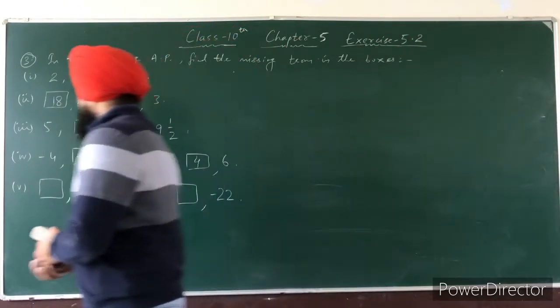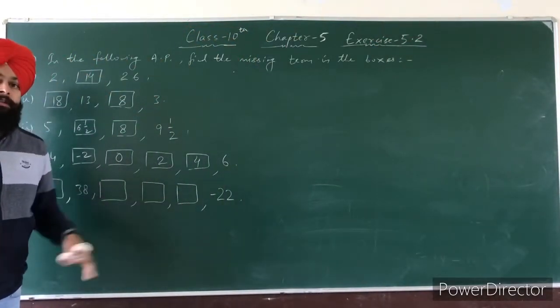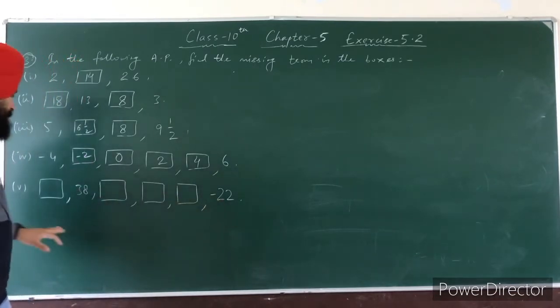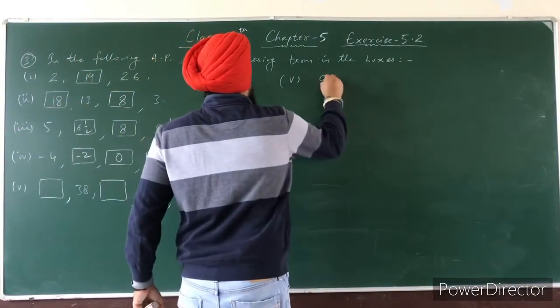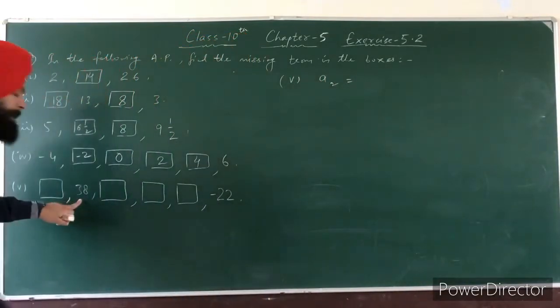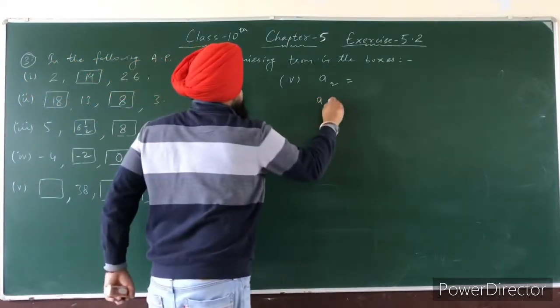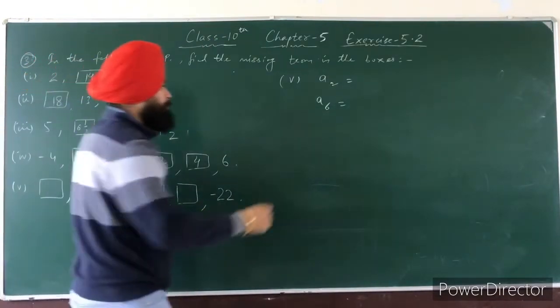And now see the last fifth part. So in this fifth part, the first term, third term, fourth and fifth term is missing. Again there are 4 missing terms. Second term is 38 and this one, which one? Sixth term is -22. So write here A2, A3, A4, A5 and A6. A2 is given 38 and A6 is -22.